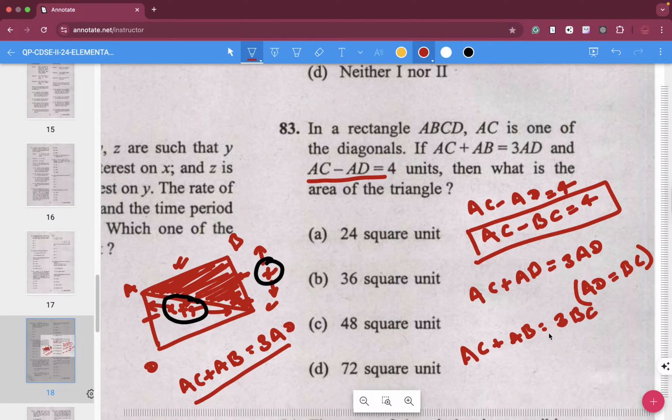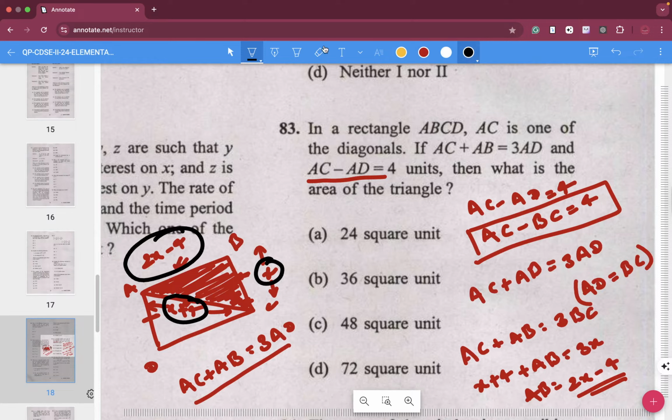Now we also know the value of AC. The value of AC is x plus 4, the value of AB we don't know, and the value of BC is 3 times x. So which means the value of AB over here will be 2x minus 4. Now can you apply Pythagoras theorem in that particular triangle? If you apply Pythagoras theorem, so what happens?